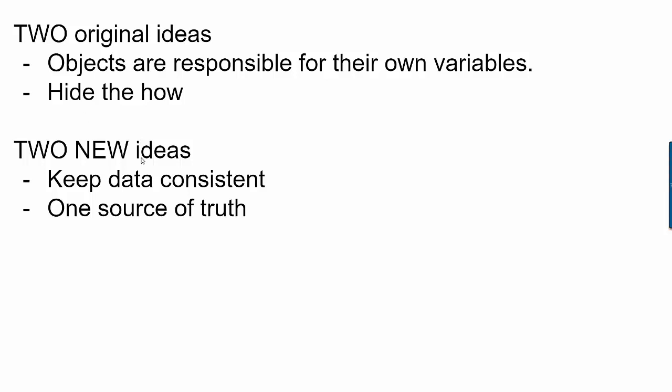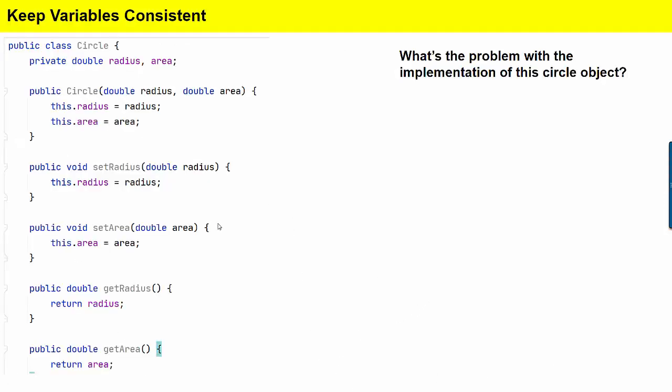There are two new ideas which are related. It's very important that your variables remain consistent with each other. And a really great way of doing that is ensuring that there is one source of truth. So let's do a really simple example to see what both of those mean. If you look at this circle class, circles have a radius and an area, and we've got a constructor, getters and setters. This is an example I sometimes give in the intro class. It's a very straightforward way of implementing a class, with variables and getters and setters.